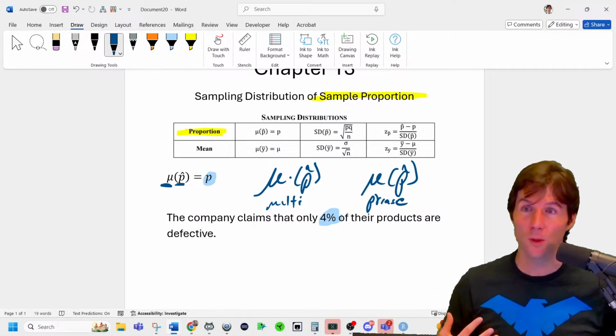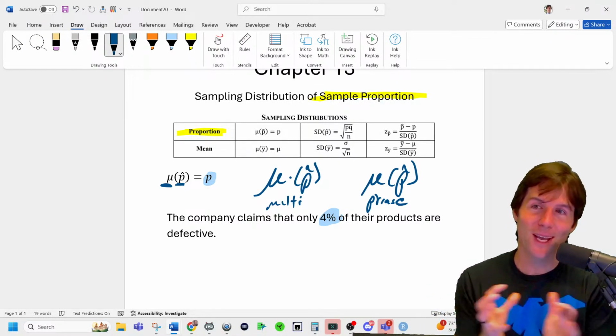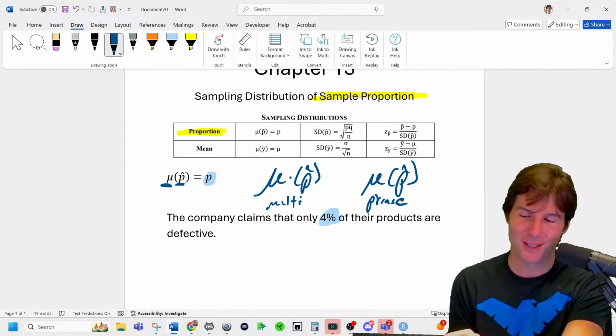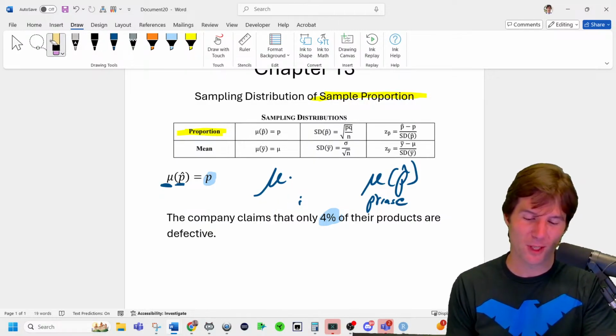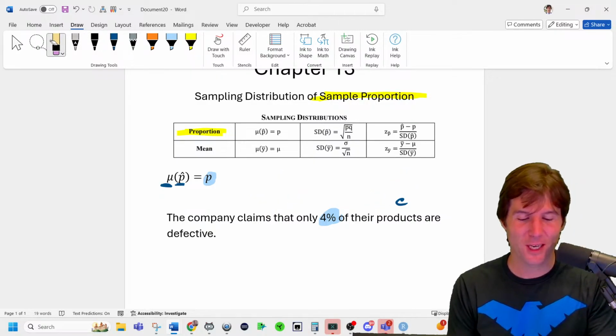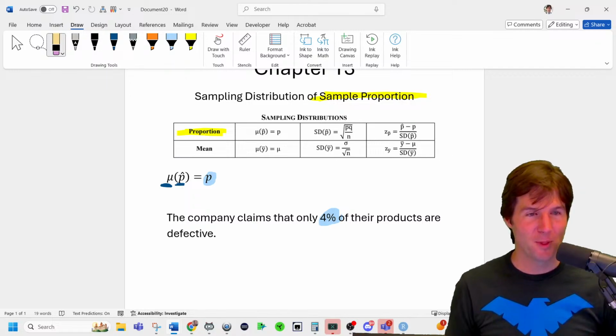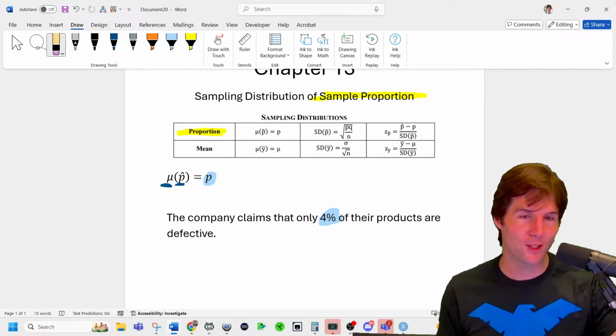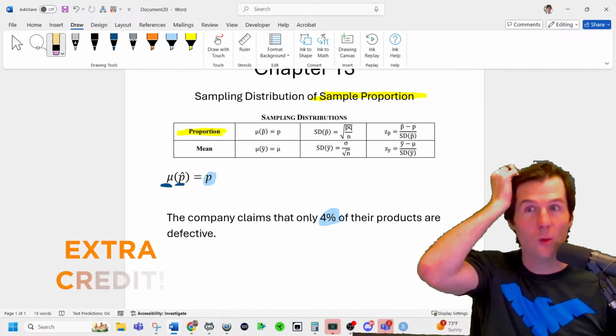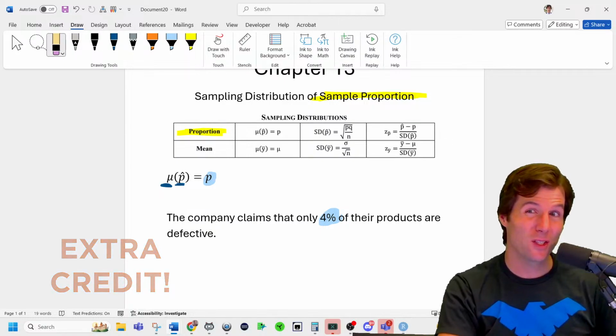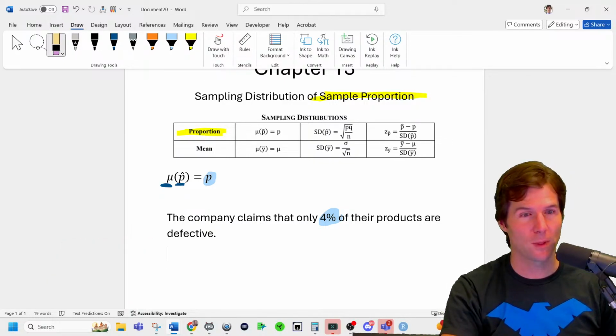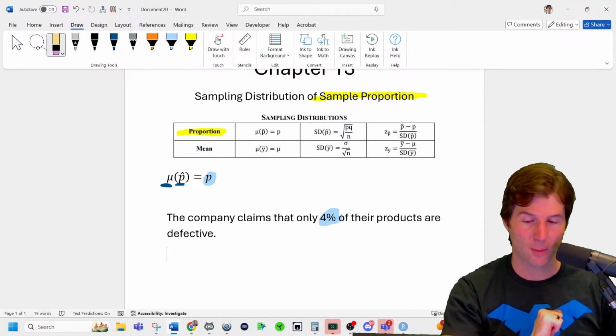So wait, where's mu? But it's not mu times p hat. It's the phrase, the expected sample proportion, or the mean for the distribution of the sample proportion. It's a phrase. We made it up. Mu p hat is for categorical data. Great job right there. You are correct. It is for categorical data only, meaning there is no mu. There is no population mean, but there is a mean for the distribution of the sample proportion.